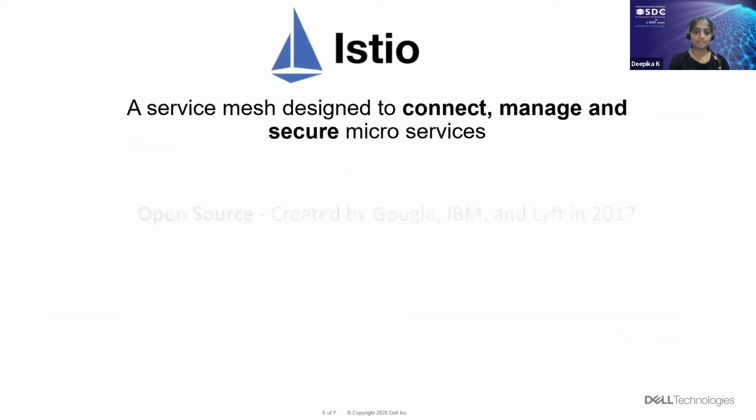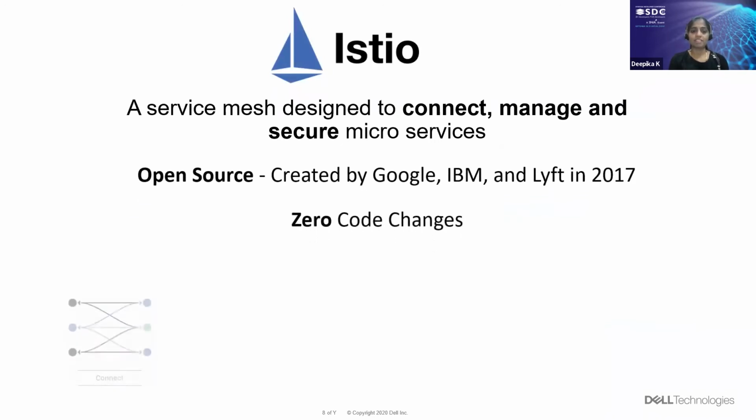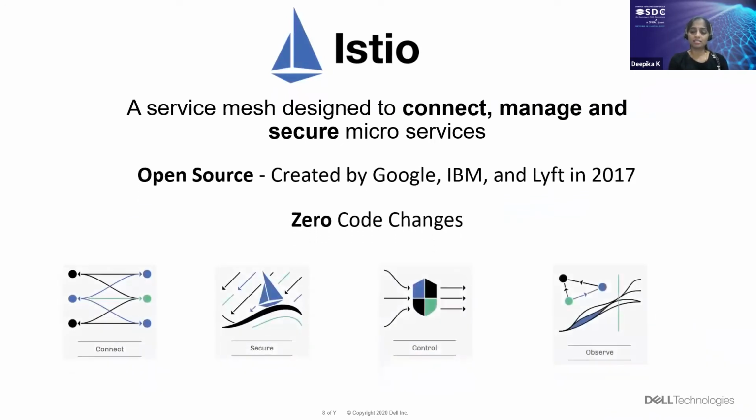So these are the requirements which we would expect from a service mesh. Now we shall see why we chose Istio and what the different features Istio offers are. Mainly, what is Istio?